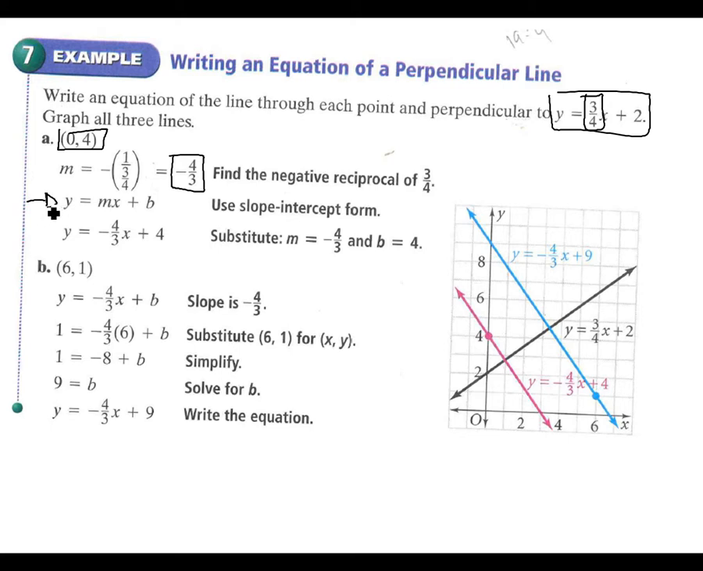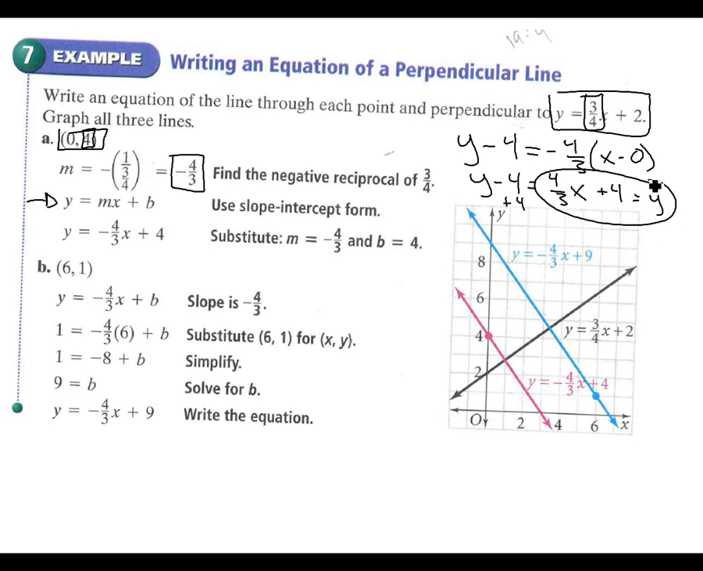slope-intercept here. Not a huge fan of doing it this way like the book does. I like doing it point slope. I think it's faster because we can go y minus, plug in our 4, equals our new m, negative 4/3, x minus our x value. So now we have y minus 4 equals negative 4/3 x. And then we add the 4. And so there is our equation. All right? Same thing we got over here.